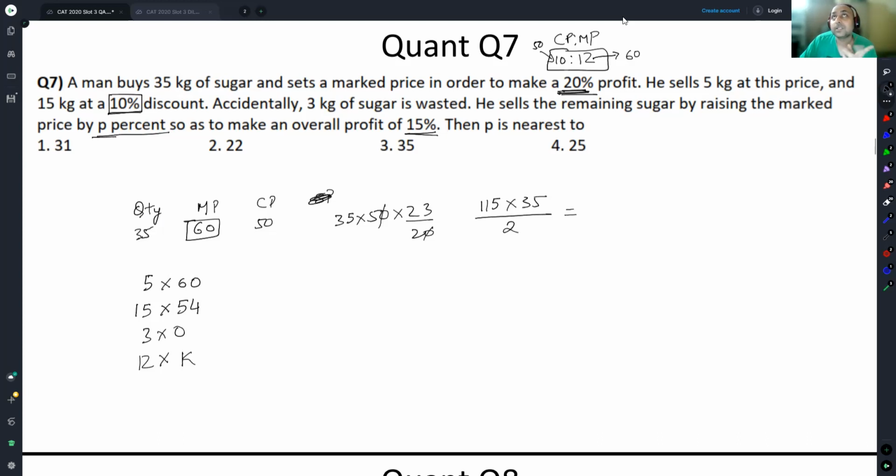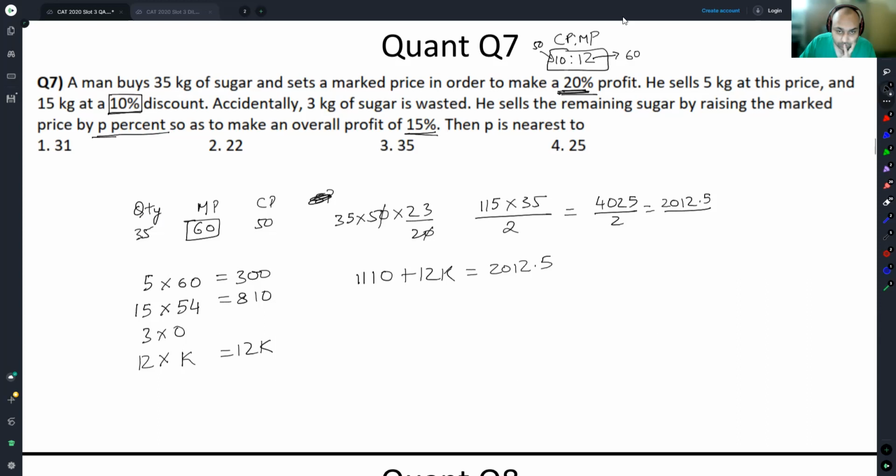75 square minus 40 square. 75 square is 5625. So 4025 by 2, or 2012.5. This is the final SP. This is 300. This is 810. This is 12K. So we have 1110 plus 12K is equal to 2012.5.